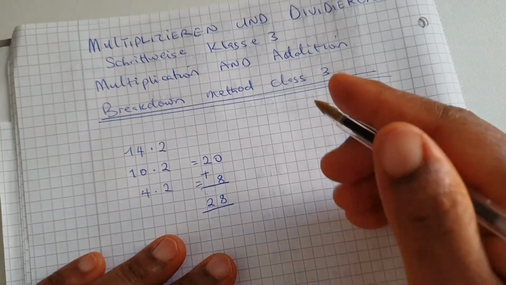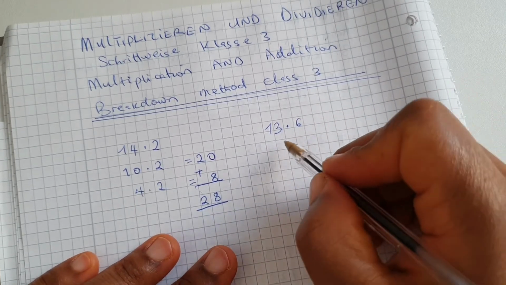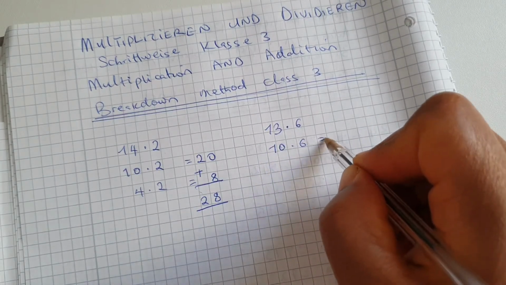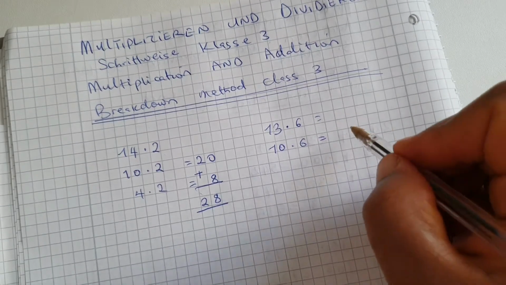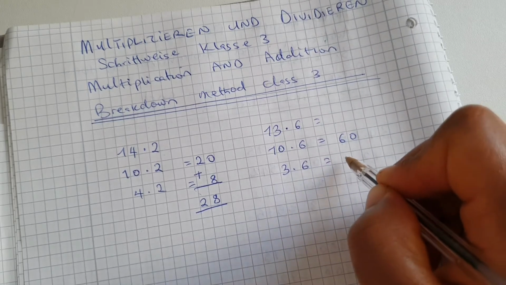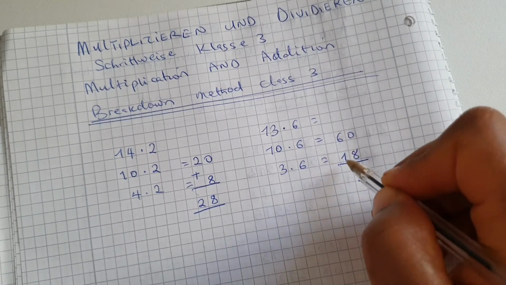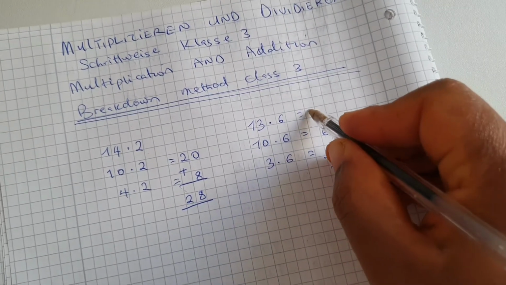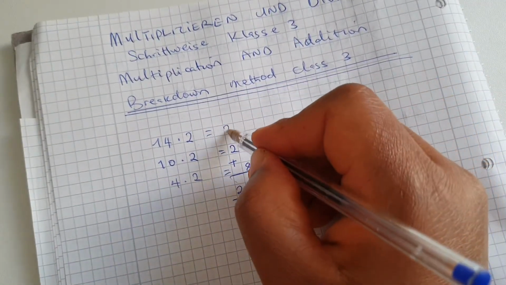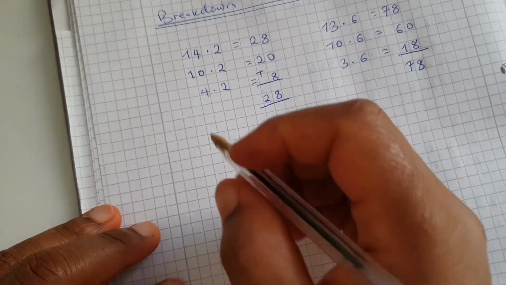So we'll do another one. Let's say we have 13 times 6, so we'll do it the way we did here. First of all, 10 times 6 will give you 60, and then 3 times 6 will give you 18, and you add this up. 0 plus 8 will give you 8, and 6 plus 1 will give you 7, and it's 78. Attention here, don't forget to write it here, it's 78.